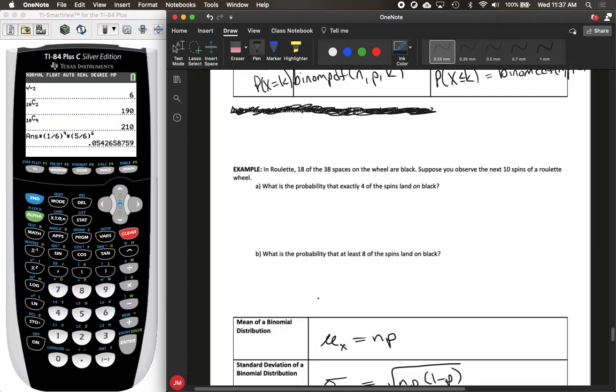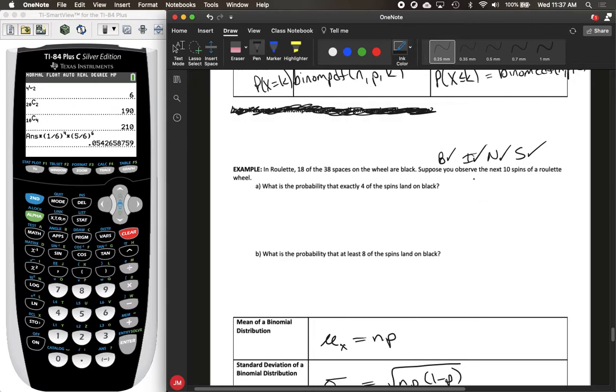In this example, in roulette, there are 18 out of the 38 spaces which are black. Suppose you observe the next 10 spins of the roulette wheel. First off, notice that this is binary. If we're going through BINS, which remember is what we check to make sure we can use a binomial distribution: binary, because you either get black or don't get black; independent, because the trial before doesn't affect the next; n is 10 spins, so we're good there; and your probability of success is 18 out of 38, so we're good there.